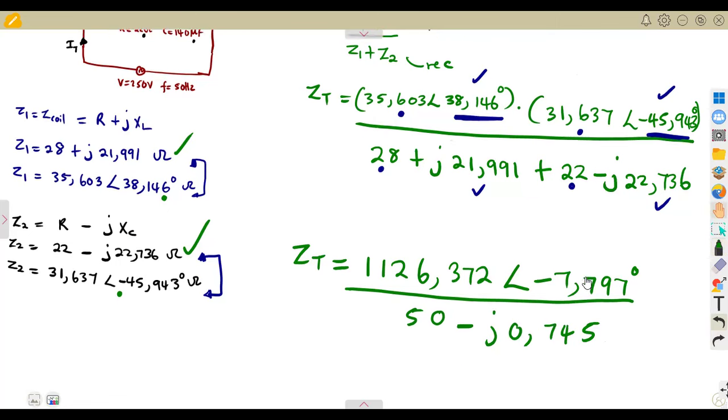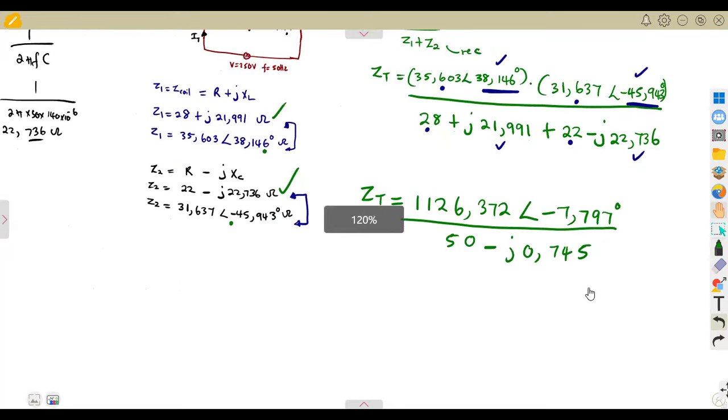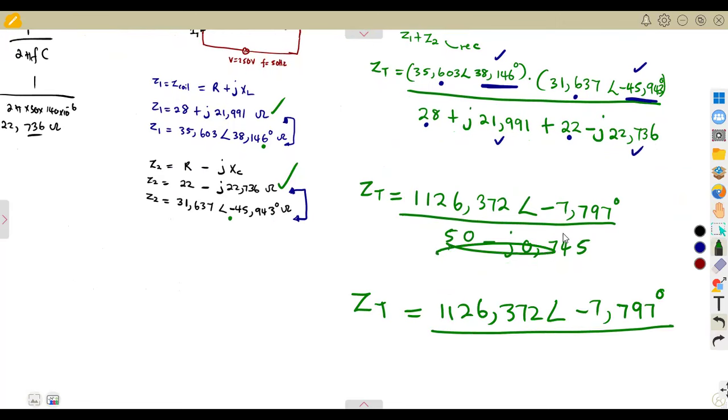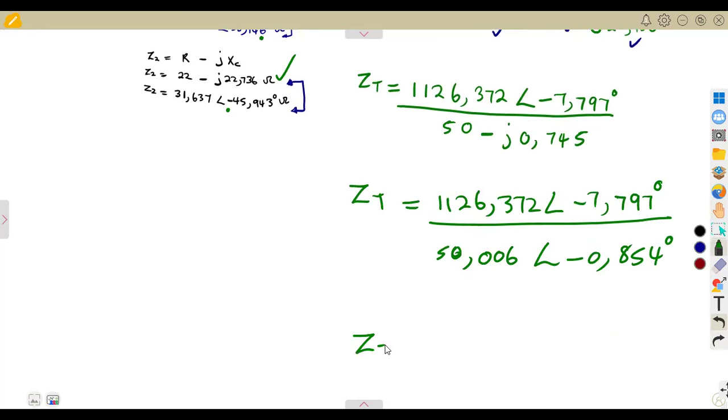Division is best to be done in polar form. So meaning to say this is just a repetition of the previous question if you check. Let us divide 1,126.372 by this one. We just need to convert the second part, which is the rectangular format, to polar form. Remember your conversion. You're going to get something like 50.006 to 3 decimal places. Then the angle was going to give you minus 0.854 degrees.